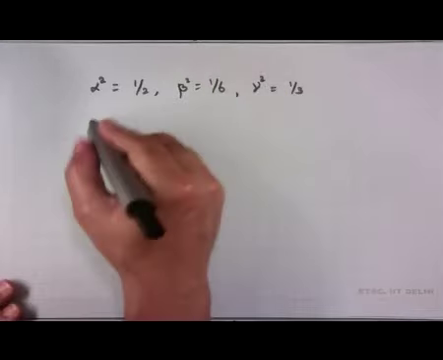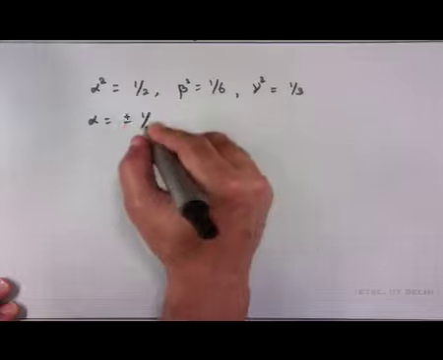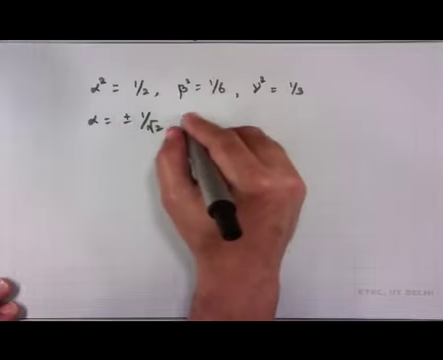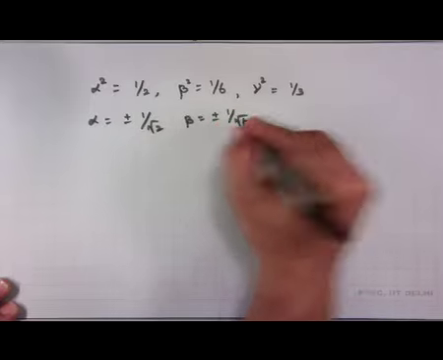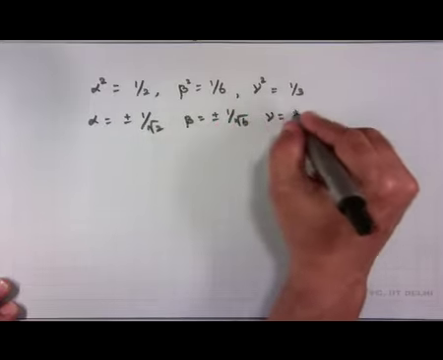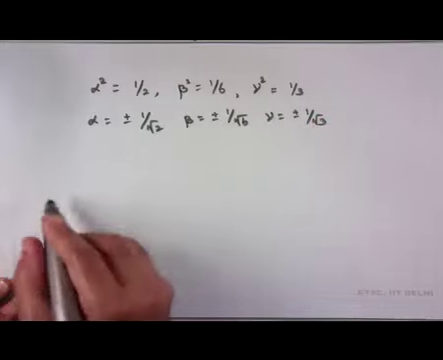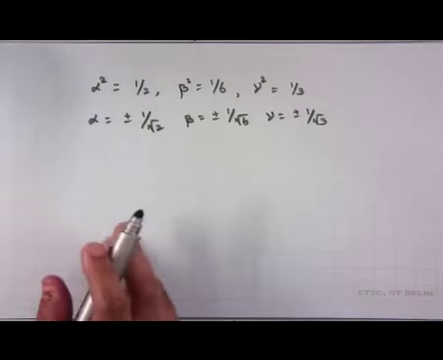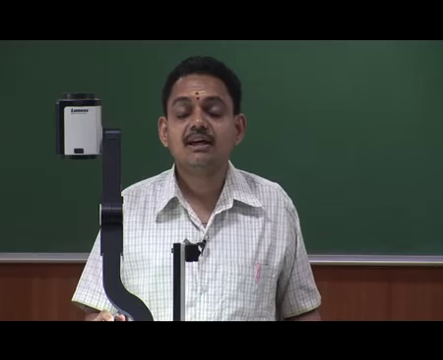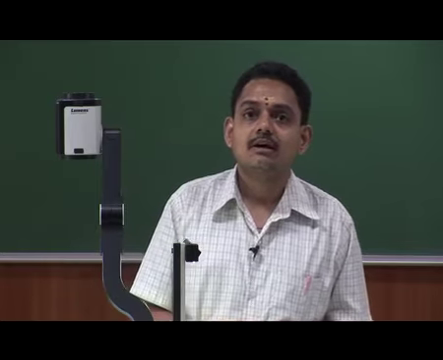Thus, the values of alpha, beta and gamma are alpha equal to plus or minus 1 by root 2, beta equal to plus or minus 1 by root 6, and gamma equal to plus or minus 1 by root 3. Right. So, these are all the values of alpha, beta and gamma for which the given matrix becomes an orthogonal matrix. So, with this let me stop.